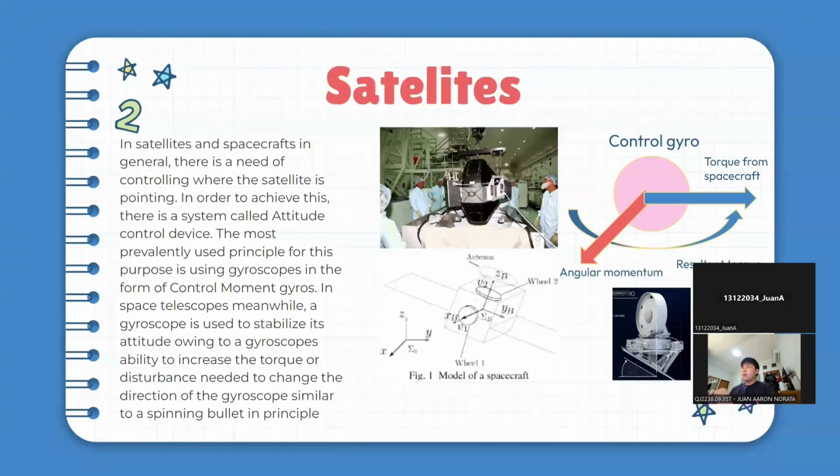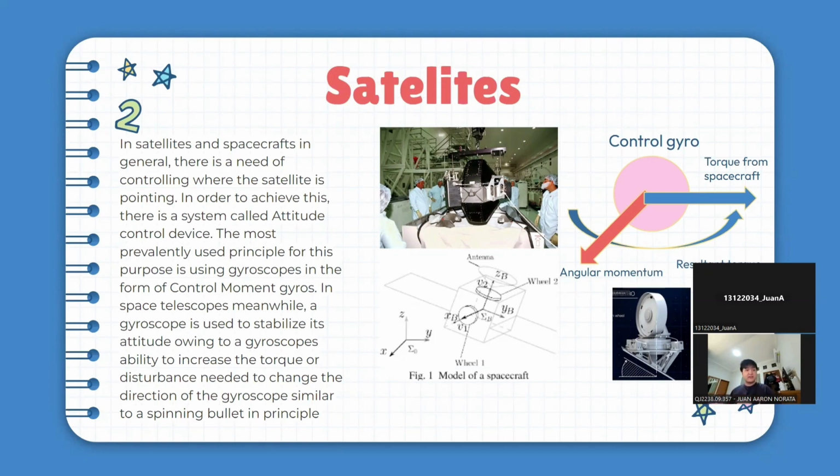So, one of the main uses of gyroscopes is in satellites. In satellites and spacecraft in general, there is a need to control where your satellite or spacecraft is pointing. In order to achieve this, there's a system called an attitude control device. The most prevalently used principle for these kinds of purposes is gyroscopes in the form of control moment gyros. So, control moment gyros are gyroscopes that help control where a satellite is pointing.